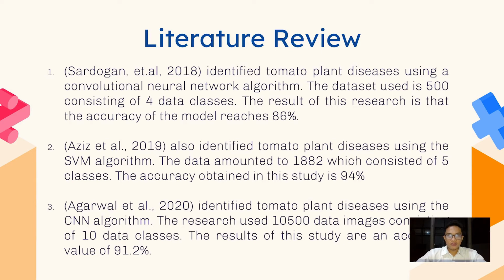Aziz et al. 2019 identified tomato plant disease using the SVM algorithm with 1882 data by 5 classes, and the result is 94% accuracy. Akerwar et al. 2020 identified tomato plant disease using the CNN algorithm with 10,500 data by 10 classes, and the result is 91.2% accuracy.